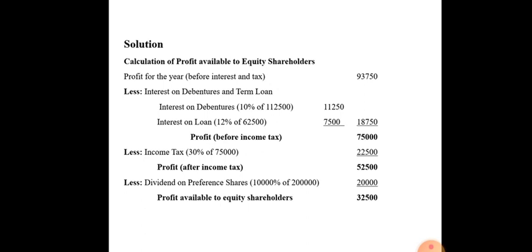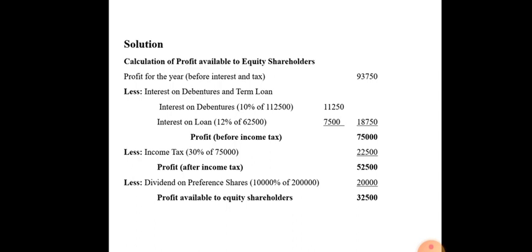From this profit you have to subtract the income tax. Less income tax, it's 30% on this 75,000. So 30% is nothing but 22,500. This 22,500 subtracted from 75,000, the remaining amount is 52,500. So this 52,500 is nothing but the profit after tax.